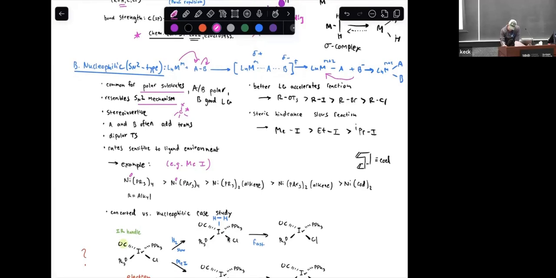Now, if you start pulling electron density off of the nickel through alkene ligands that are capable of pi back bonding, this will attenuate rate. And then if you go all the way to so-called naked nickel zero, only with olefin ligands that have pi accepting character, then this is the slowest reacting.